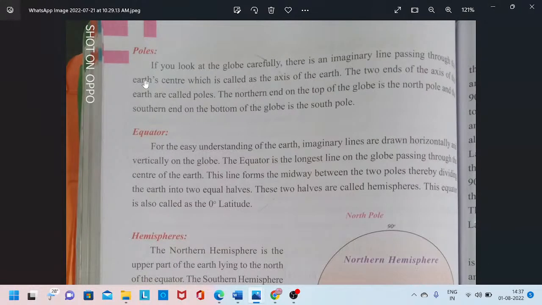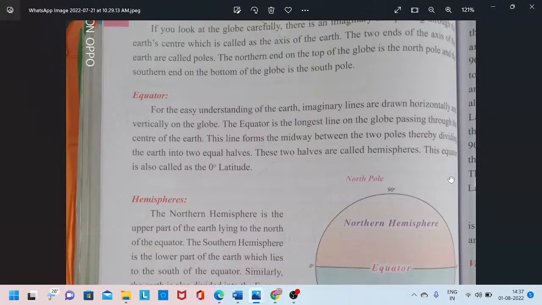So now, equator. For easy understanding of the earth, imaginary lines are drawn horizontally and vertically on the globe. The equator is the longest line on the globe, passing through the center of the earth. This line forms a midway between the two poles, thereby dividing the earth into two equal halves. These two halves are called hemispheres. This equator is also called zero latitude.